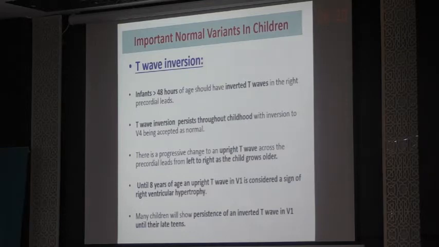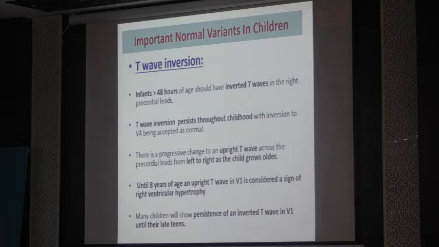T wave in infants more than 48 hours, it should be inverted in the right precordial leads. T wave inversion persists throughout childhood with inversion to V4 being accepted as normal. There is a progressive change to an upright T wave across the precordial leads from left to right as the child grows, meaning the left ventricle is taking over.